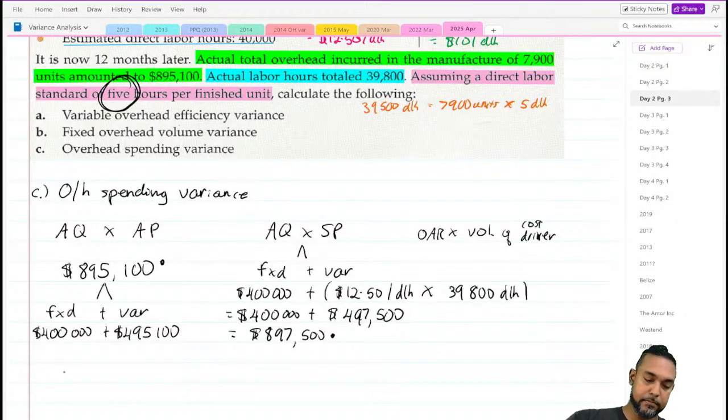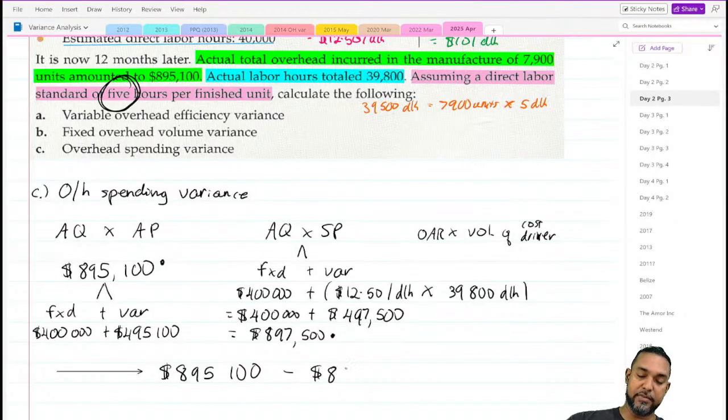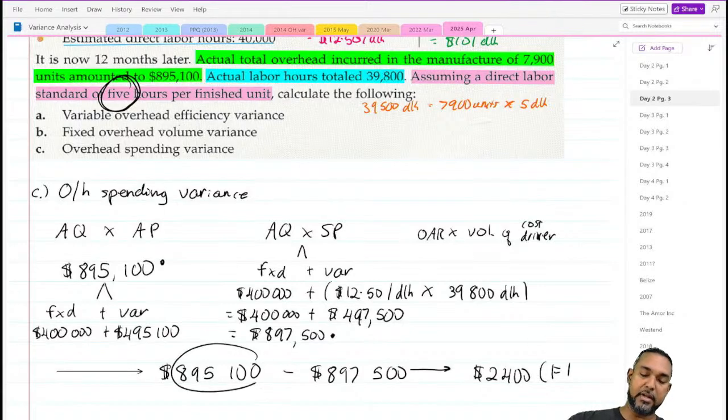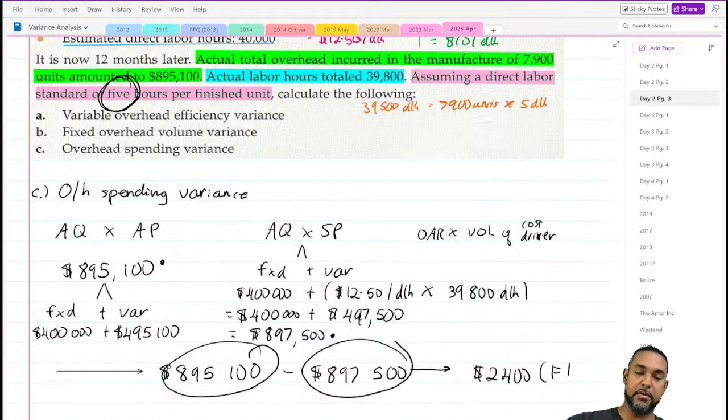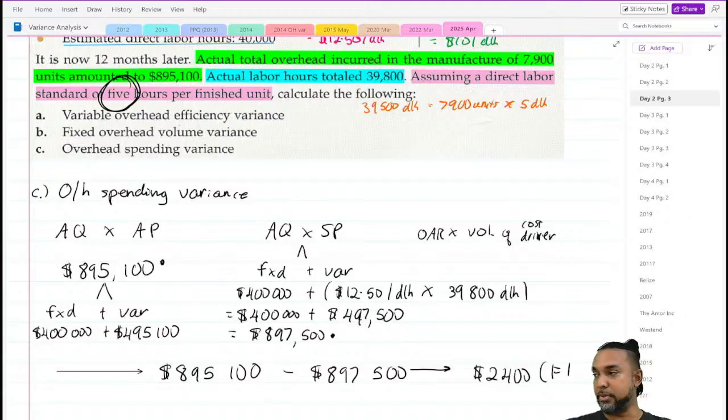Sorry, sometimes I'm not sure about the arrows. So the actual was 895,100. The standard for actual, how much it was supposed to cost instead of what it actually was, is 897.5. Now that's going to give us a $2,400 difference, and a favorable one, because we actually spent less than we had budgeted. We spent less than we planned.